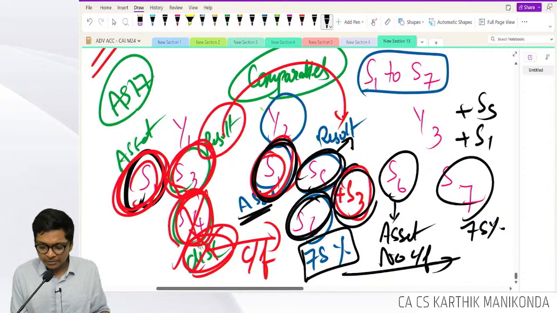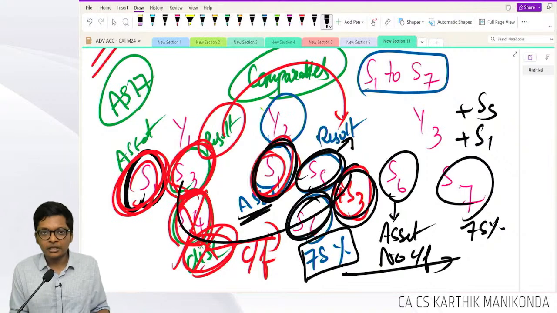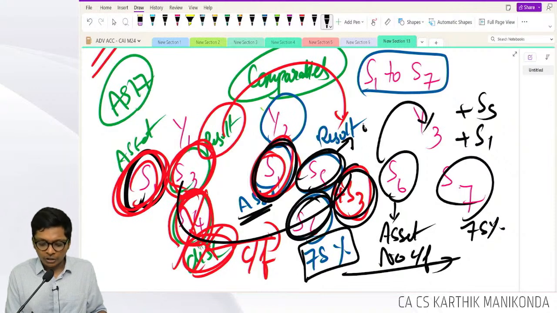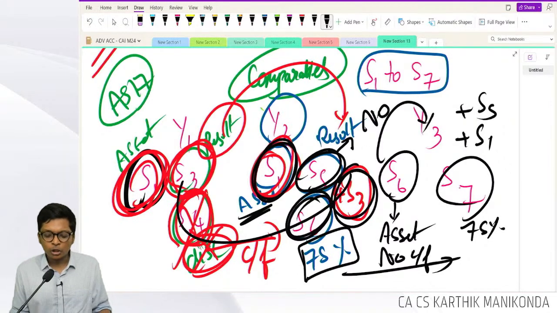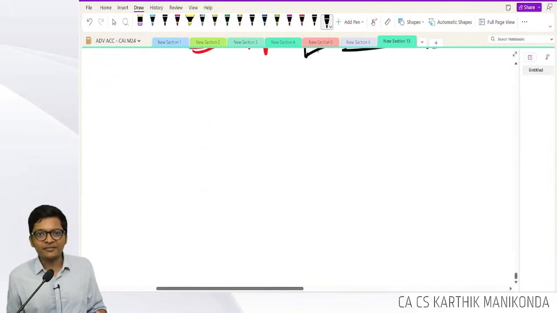Sir, what about segment 3? It is coming from year 1. Can I carry forward for one more year? Answer is no. This is called comparables. Can you summarize in one line, sir?